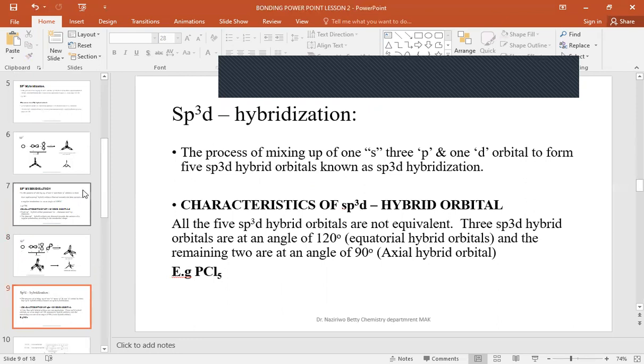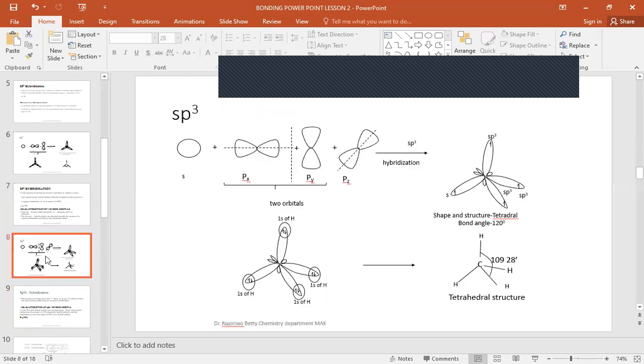When we look at the orbitals, this is the arrangement of the orbitals, and each orbital has one electron, which is bonded with one s orbital of hydrogen, another one s orbital of hydrogen, to form a tetrahedral structure with an angle of 109 degrees.